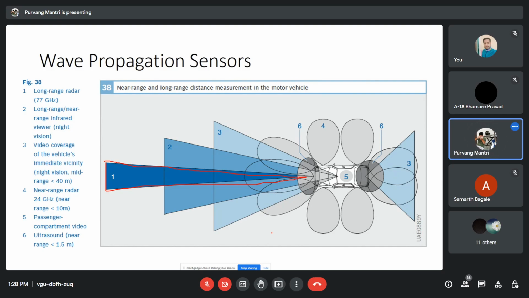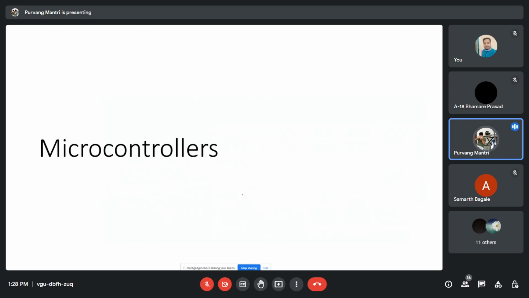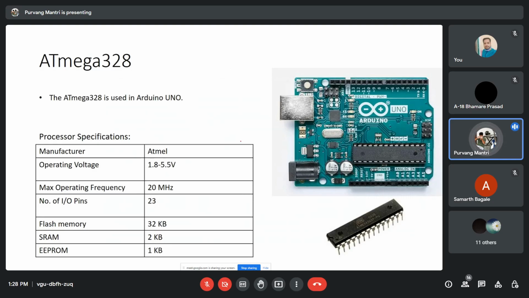Now we have microcontrollers. One basic example of a microcontroller is our Arduino Uno. It uses the ATmega328. This block is the ATmega328 chip.